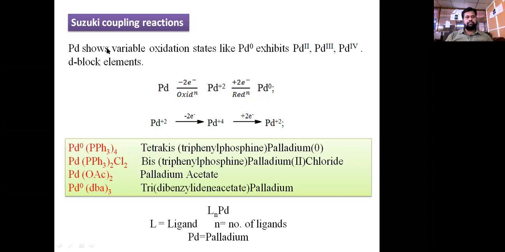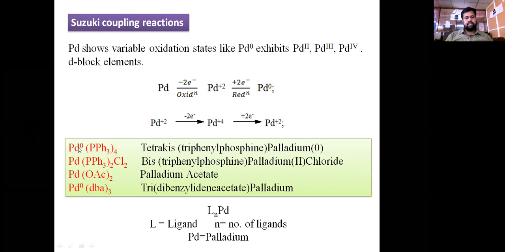So here palladium, Pd, shows variable oxidation states like Pd0, +2, +4. This palladium is a d block element. If it loses 2 electrons in an oxidation reaction, then it will get the palladium +2 state, and if it gains 2 electrons, then it gets to the 0 state. And same thing, if it is in the +2 state and loses 2 electrons more, then it converts into palladium +4. And there are some palladium catalysts available.